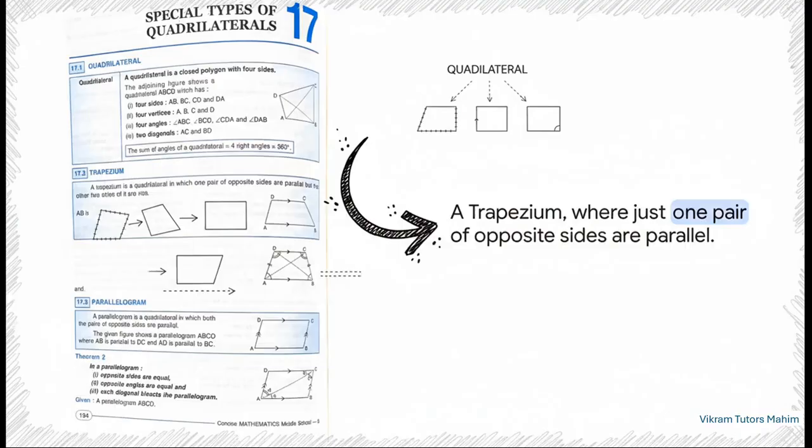Now, families really start to get their identity when you introduce some rules. So what if we take a random quadrilateral and we add just one new rule? That one pair of its opposite sides have to be parallel. Well, that gives us this guy, the trapezium. See, the family is already starting to branch out.